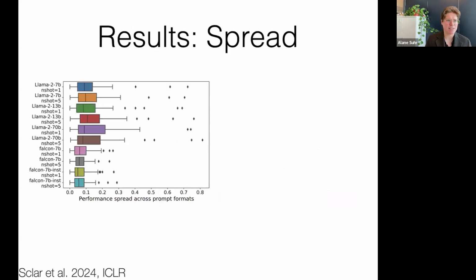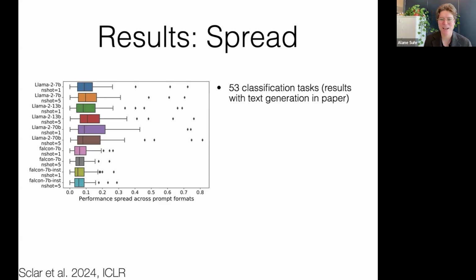The main headliner conclusion from this work is that there is a huge amount of spread between these models across different prompts. So here, this is averaged across 53 different classification tasks. Each point here is a different task, and we're showing the spread across prompt formats for different models.